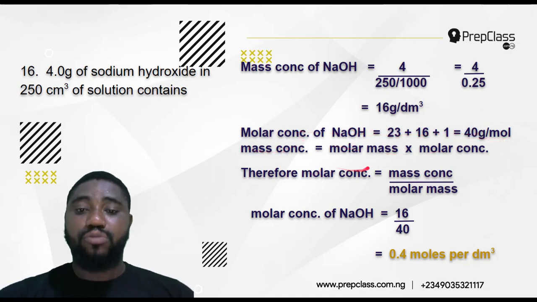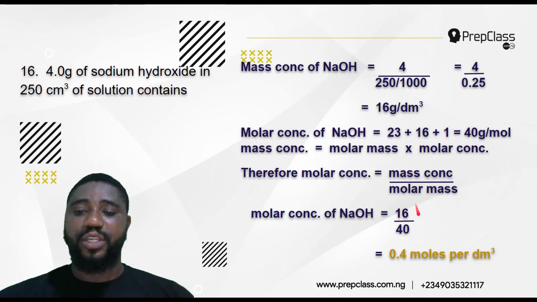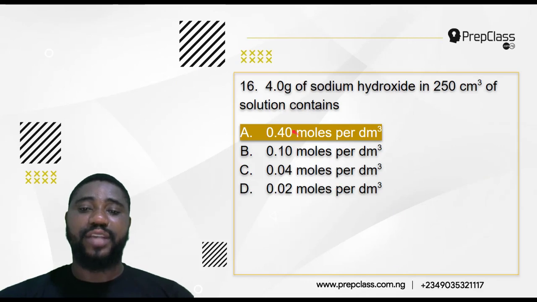So mass concentration equals molar mass times molar concentration, and we are looking for the molar concentration in dm cube. If you divide both sides by molar mass, you have molar concentration equals mass concentration divided by molar mass. So the molar concentration of NaOH becomes 16 divided by the molar mass, which is 40 gram per mole. So 16 over 40 gives us 0.4 moles per dm cube. So our correct answer is 0.4 moles per dm cube. That's option A. Very simple.